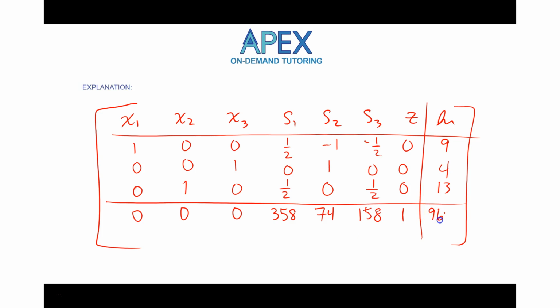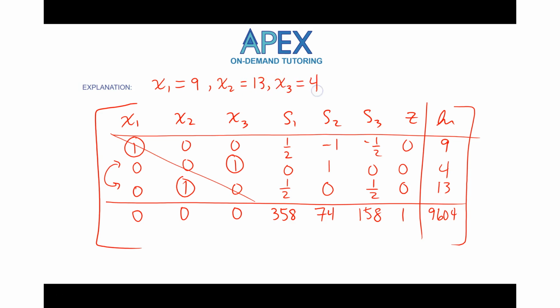And now we do 716 times 9 and add that to 3160. The result is 9604. So check out what we have here. We have a 1 right here, a 1 right here, a 1 right here. And if I switch the order of these two rows, I would have basically that diagonal that we talked about at the beginning, or that we're looking for. And this means that the solution of our problem is that x1 is going to be 9 hours, x2 is going to be 13 hours, and x3 is going to be 4 hours.